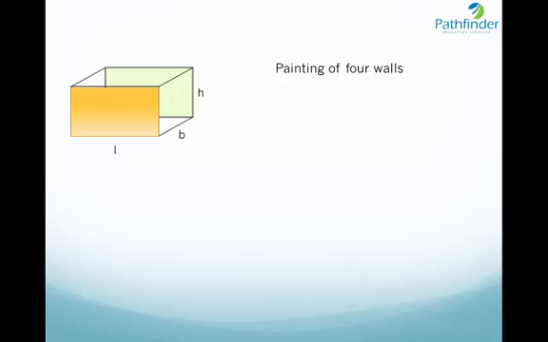So you see two opposite surfaces there. Each of these surfaces is L into H, so therefore twice of L into H, plus you will have two opposite surfaces here where B into H is the area of each such face. So 2BH. So when we paint four walls, then the area in question is twice of LH plus twice of BH.